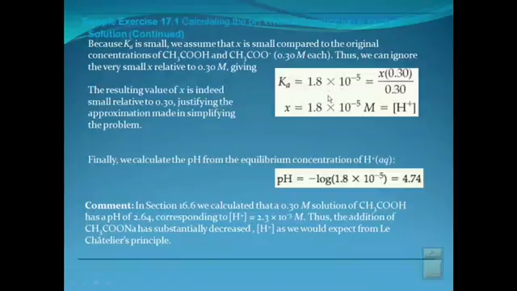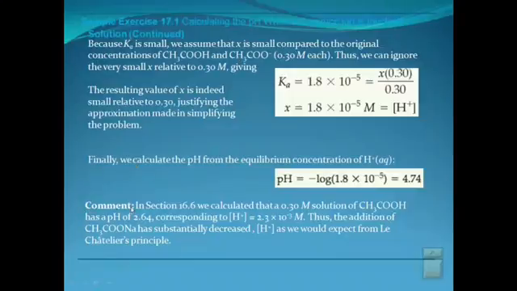It's pretty much your Ka value, right? That should make sense. And it says, finally, we calculate the pH from your equilibrium concentration of H+, pretty easy, and you get 4.74. So in other words, what this meant is that the addition of the sodium acetate didn't really affect the concentration of the H+ ion.